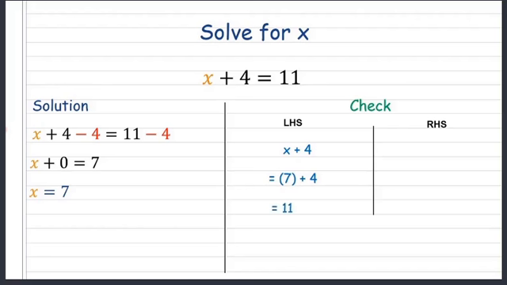Now let's check. The right hand side is equal to 11. And what do you see? They're balanced, right? They are equal. The left hand side is equal to the right hand side. Therefore, x is equal to 7.